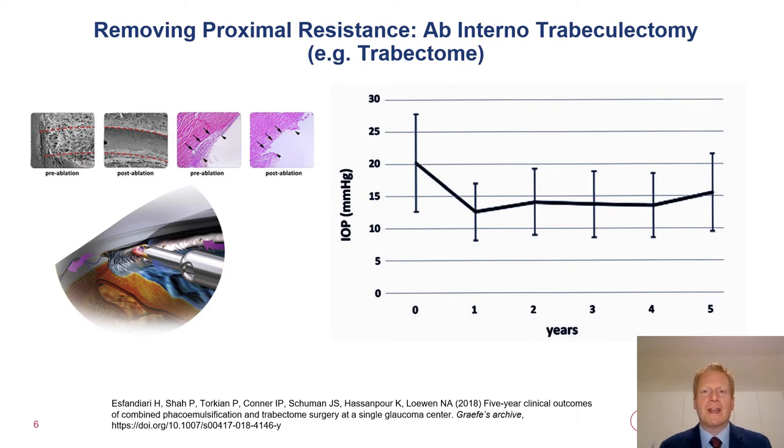Here you can see the ab interno trabeculectomy done with the Trabectome in the upper left portion, pre-ablation and post-ablation, electron microscopy, and histologically the trabecular meshwork is removed. The pressure here in a study lasting 5 years out of Pittsburgh, where I was for 6 and a half years, shows that the pressure drops quite nicely from 20 to just around 14.